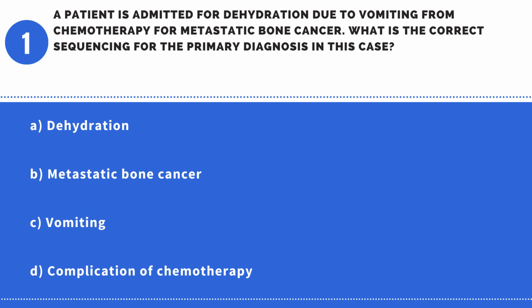Question 1. A patient is admitted for dehydration due to vomiting from chemotherapy for metastatic bone cancer. What is the correct sequencing for the primary diagnosis in this case? A. Dehydration. B. Metastatic bone cancer. C. Vomiting. D. Complication of chemotherapy.